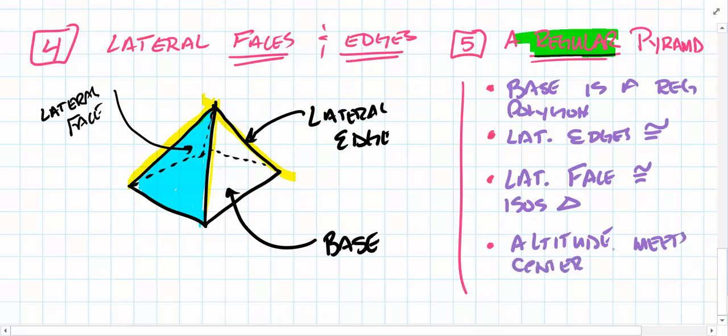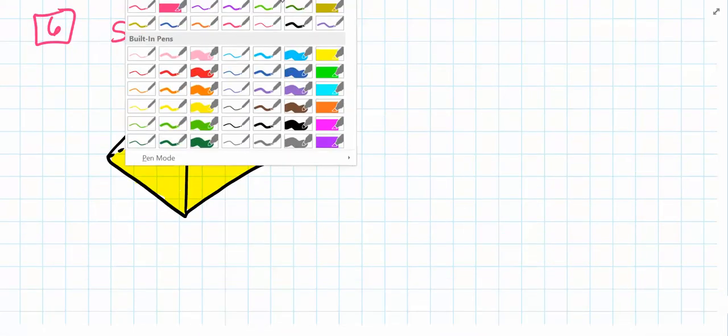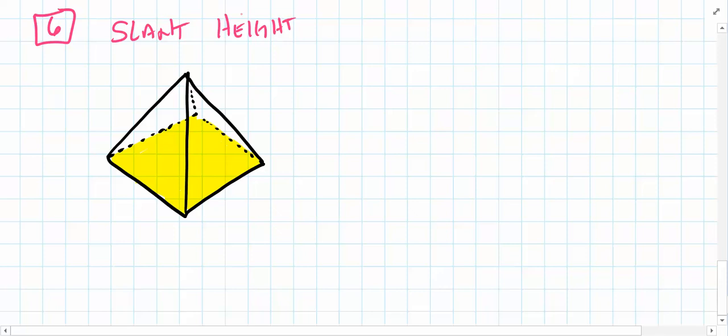All right, the last bit of information that we need to talk about, a part of a pyramid, is called the slant height. So here's what you do: find the base edge. Find the midpoint of the base edge. I have here the midpoint of the base edge. See that little tick mark there? Then you trace along the lateral face all the way up to the vertex, perpendicular. This right here is called the slant height. It's actually on the face.